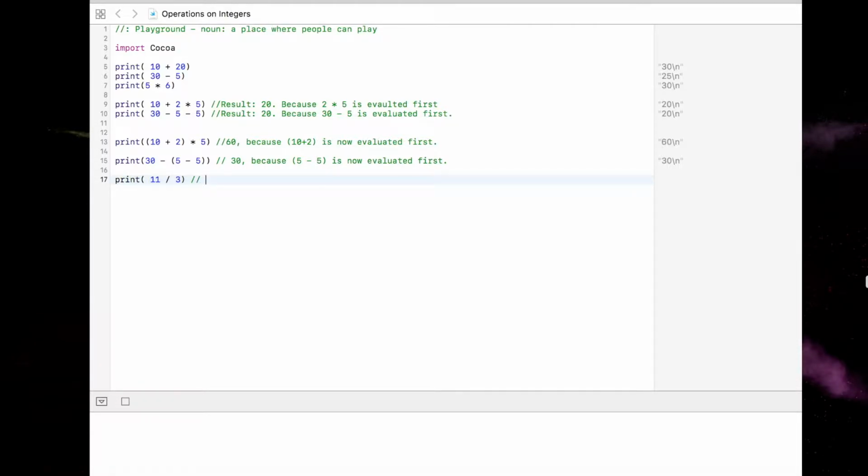What do you think that's going to be? It's definitely not going to be 3.6666 because I just said that. Wow, it's just a single 3. That's so weird. Why did it just print 3? What is going on?